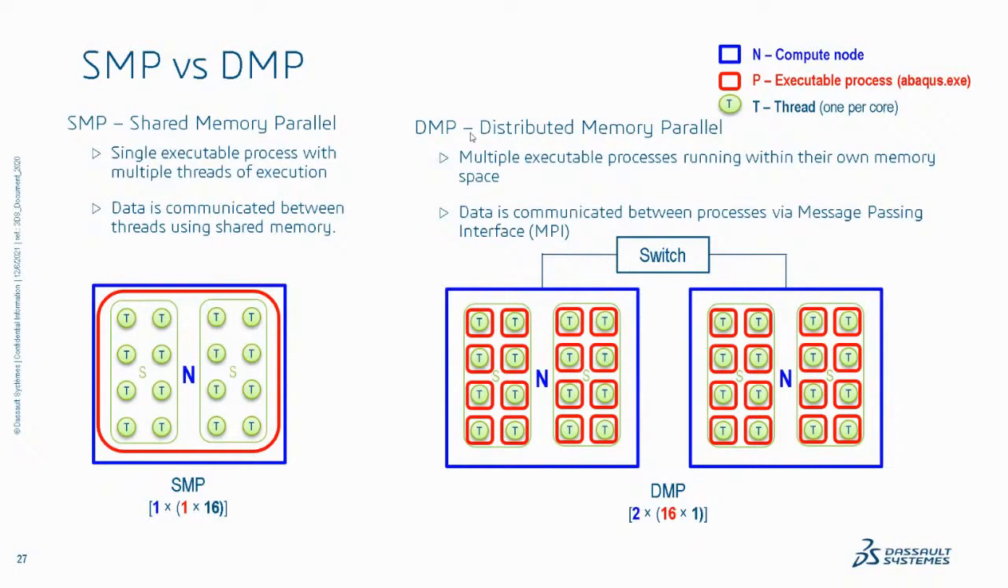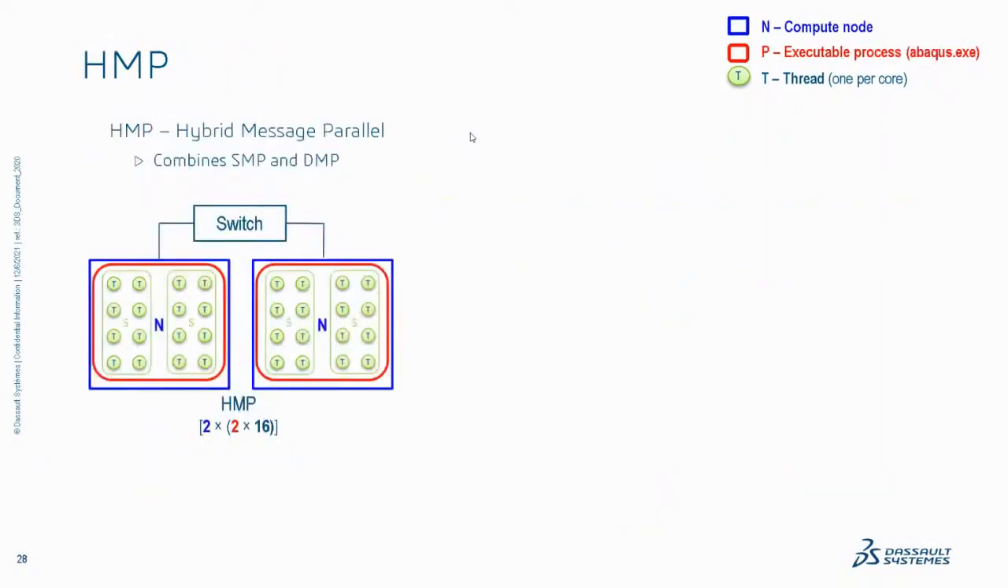It turns out that neither one of these is necessarily optimal, and that leads us to another mode of computation, called HMP, or hybrid message parallel, which combines SMP and DMP. Here's an example of HMP where I have 1 executable process per node, 16 threads per process. On each compute node, the communication is by shared memory, and across compute nodes, we're using MPI. So it's a combination of SMP on a single compute node and then DMP to scale across compute nodes.